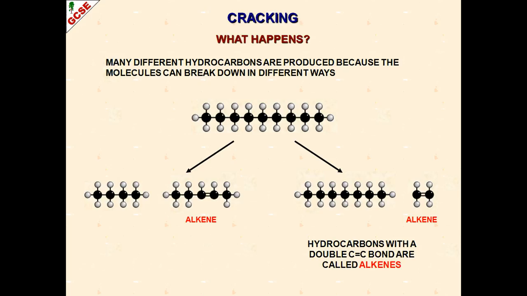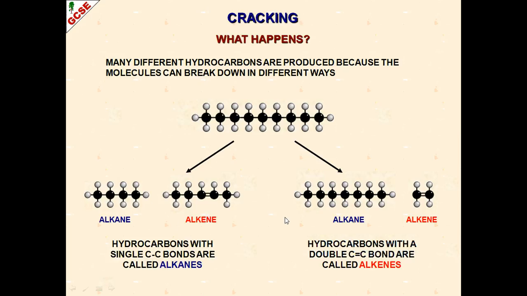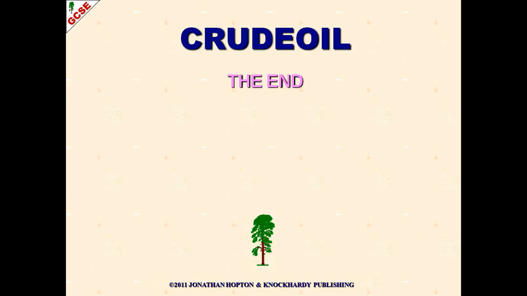So actually, if the higher hydrocarbon is an alkane, it gives you a mixture of alkene and alkane. Sometimes hydrogen is also produced. That's the end of this chapter.